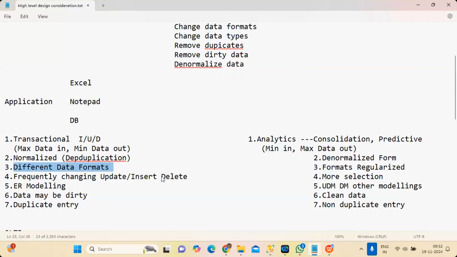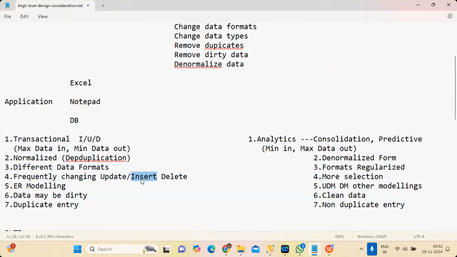Then the data is frequently changing, getting updated, getting deleted. When products are not there anymore, you are not selling that product. I was selling a toothpaste. Now I am not selling the toothpaste anymore. It will get deleted. I should not have it. Otherwise, it gives wrong information.